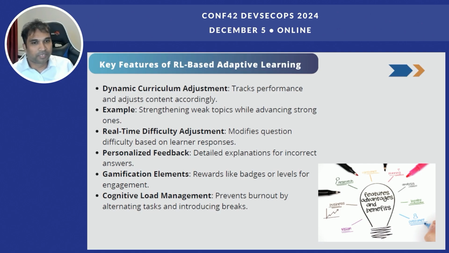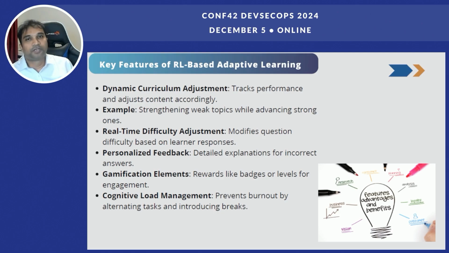Next is real-time difficulty adjustment. The system modifies the difficulty of questions based on how the learner responds. If a learner struggles, the questions become easier to build confidence. If they excel, the system challenges them with harder questions to keep them engaged. And then we have personalized feedback. Unlike generic responses, this system provides detailed explanations for incorrect answers, helping learners understand their mistakes and grow from them.